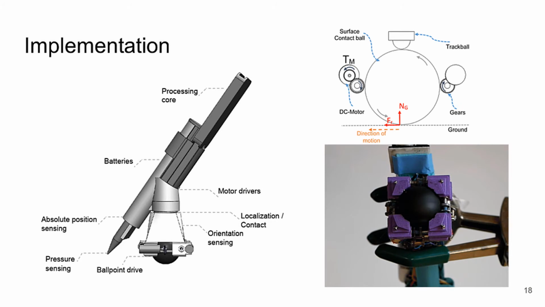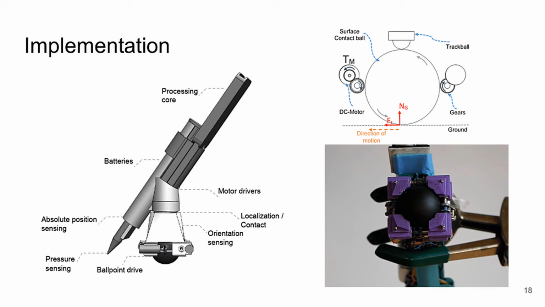We made a PHasking pen to support our conceptual framework, which consists of four main components: a digital pen, a processing core, an orientation sensor, and a ballpoint drive. A digital pen provides us with position sensing and pressure sensing. The processing core was a Raspberry Pi which runs our CAD software. We use an orientation sensor to sense the orientation angles.